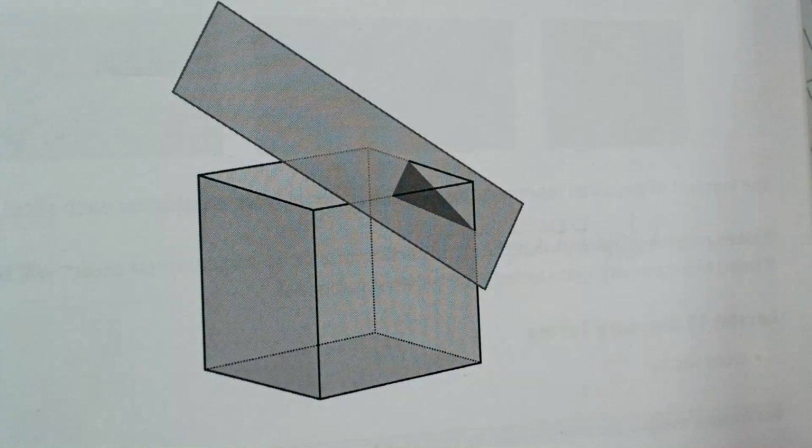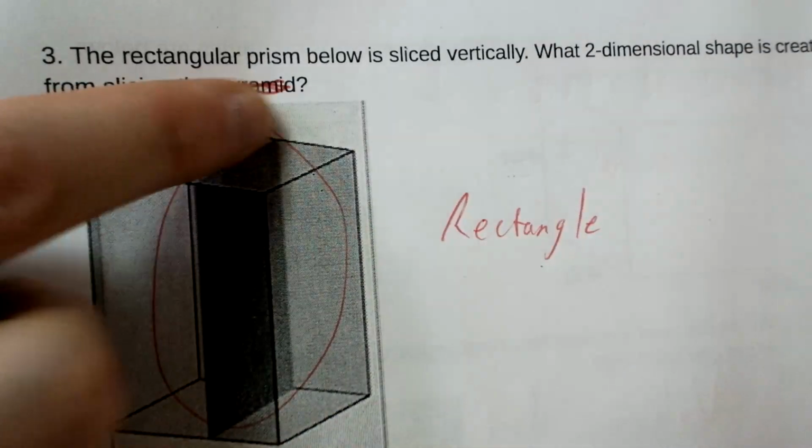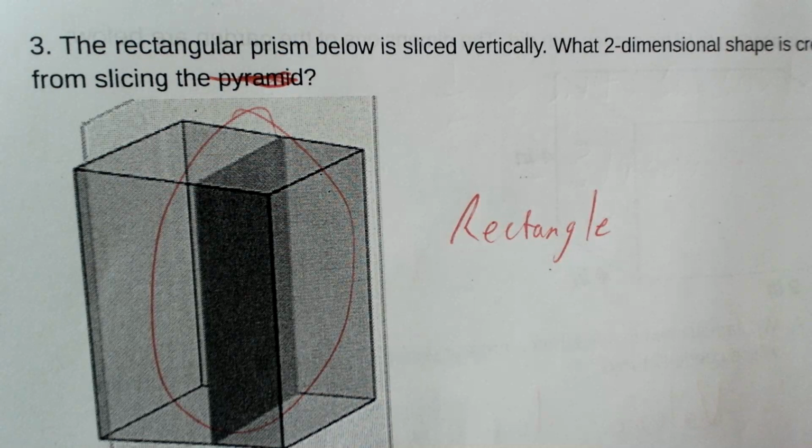The next side, and this should say rectangular prism here. If I slice this rectangular prism this way, what shape would be made? Well, it's right there. It's just a rectangle. That's all you have to do is tell me a rectangle.